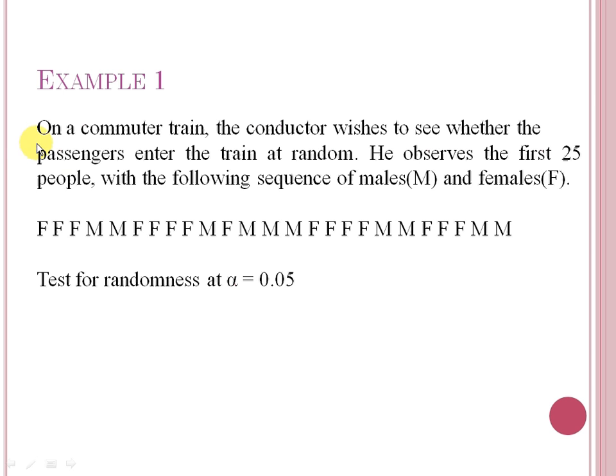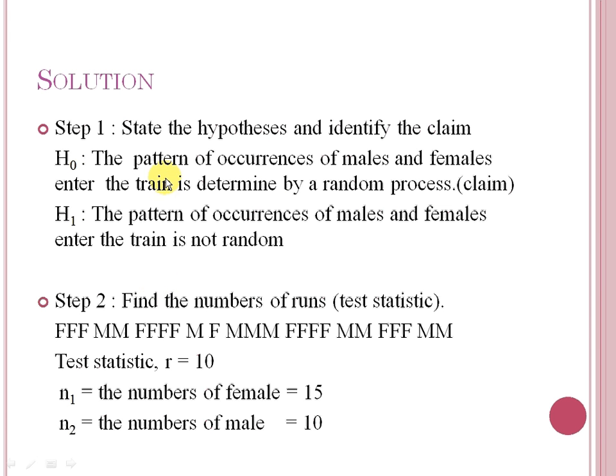Let's look at the first example. On a commuter train, the conductor wished to see whether the passengers entering the train are at random or not. He observed the first 25 people with the following sequence of male and female. This is the sequence, and we test the randomness at alpha equal to 0.05.